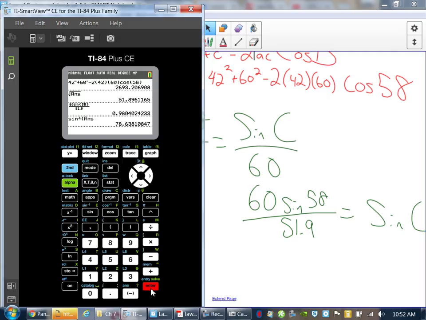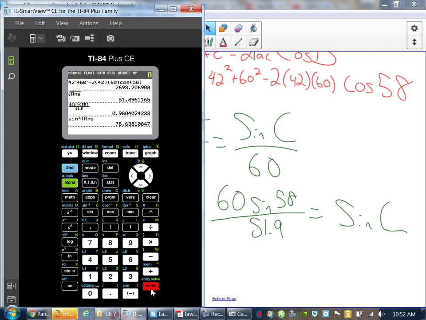No, because what you're finding here is the angle. There's no square rooting here at all. And that's the idea by continually writing out where you're at. You'll know that when you use law of cosines to find the side, that's the only time you take a square root. Law of sines, there's no roots in there at all.